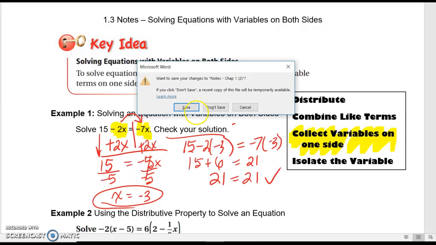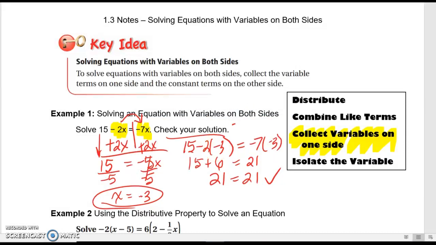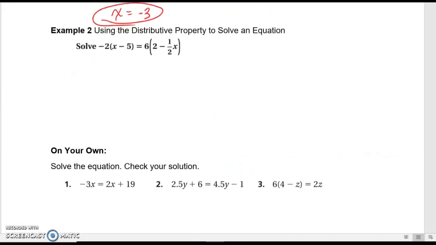Okay, pause if you need to. Sorry about that. Let's go ahead and take a look at example number 2. So this time we're just adding in that extra step of using the distributive property to solve. And we've done this before where we have to distribute on both sides of the equation to simplify. So we're going to do that here as well.